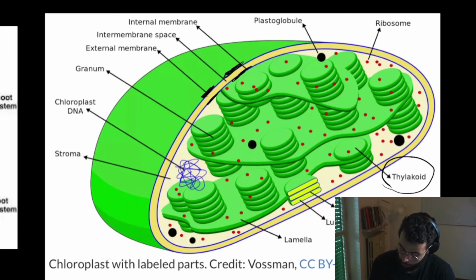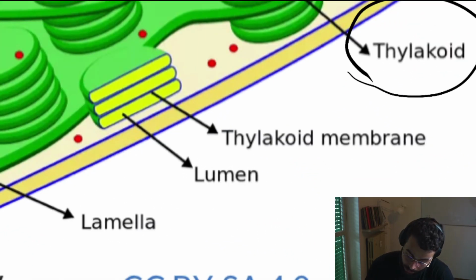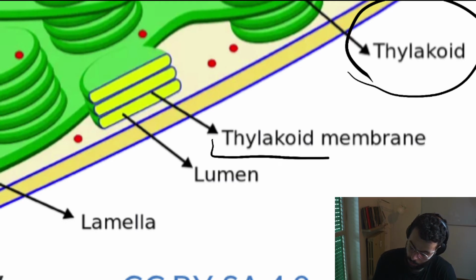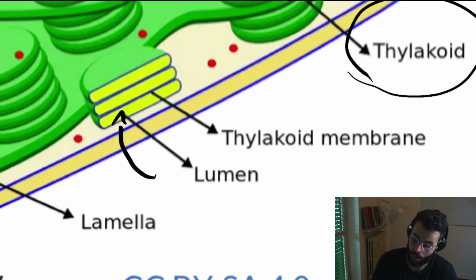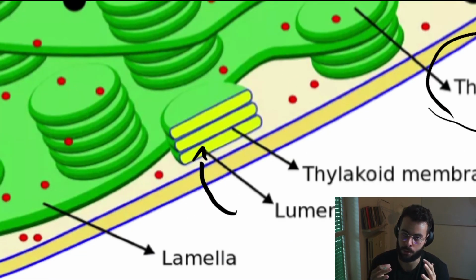I would like to zoom into one of the thylakoids. Inside the thylakoid we are also going to have another membrane, and on this membrane we are going to have very important proteins. This membrane is called the thylakoid membrane. Inside the thylakoid you have the lumen, and inside the lumen you have a very important process. Do you remember in the mitochondria we made the proton gradient in order to create the electrochemical gradient? We are going to use something very similar here.